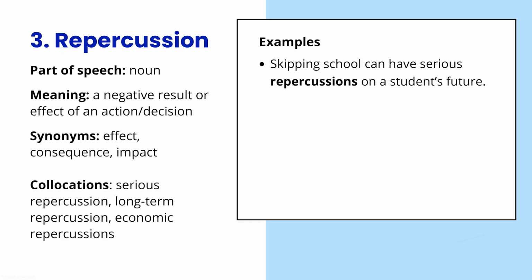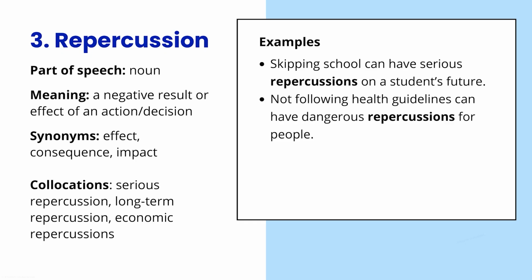Here's an example. Skipping school can have serious repercussions on a student's future. So this simply means that if students skip school, if they don't go to school, this can have big negative effects for them. Not following health guidelines can have dangerous repercussions for people. So this simply means that the effects will be dangerous. They could be harmful. They could hurt someone. So repercussion is a great word to use when you're talking about a negative effect. Remember, when you're using repercussion, it must be about something negative.